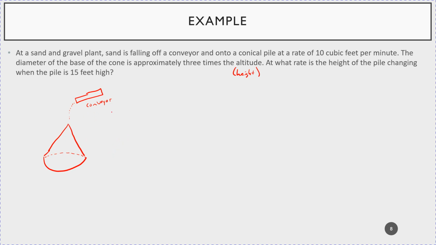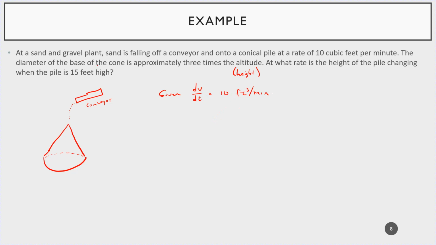Okay, so let's see what we're given. First off, the sand is falling onto the pile at a rate of 10 cubic feet per minute. The cubic feet tells me the volume is changing. So dV/dt is equal to 10 cubic feet per minute.